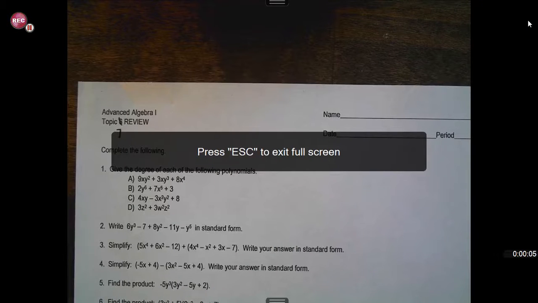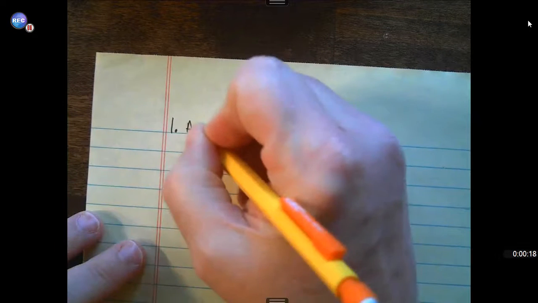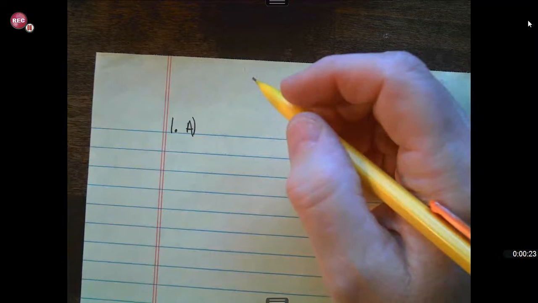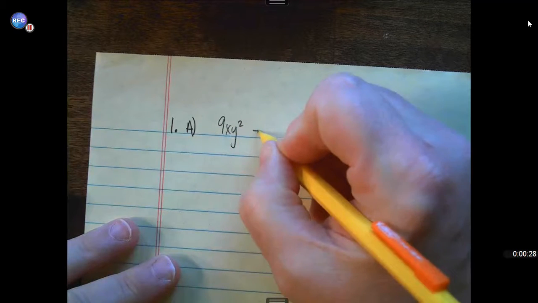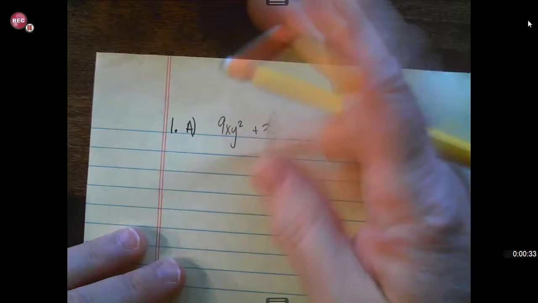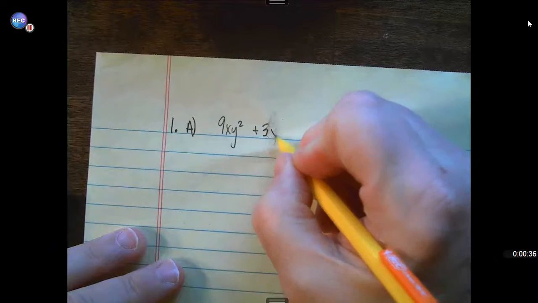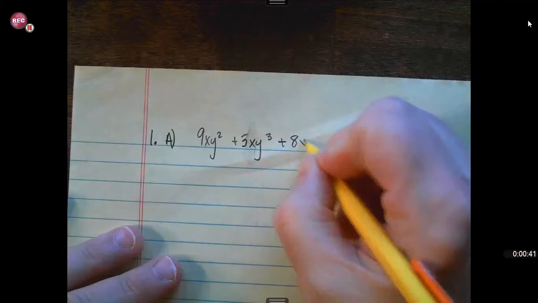Okay, this is the topic 7 review for advanced algebra 1. For the first question, we're supposed to find the degree of each function. In number 1, letter A, we have 9xy squared plus 3xy cubed. Forgot to put my x in there. 3xy cubed and 8x to the fourth.